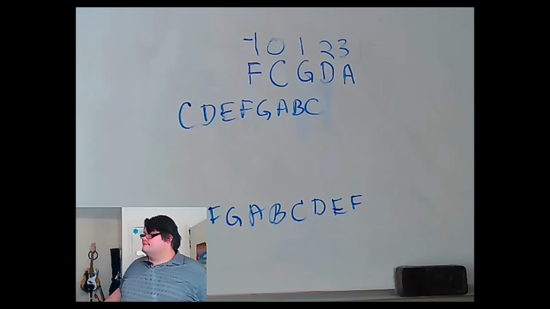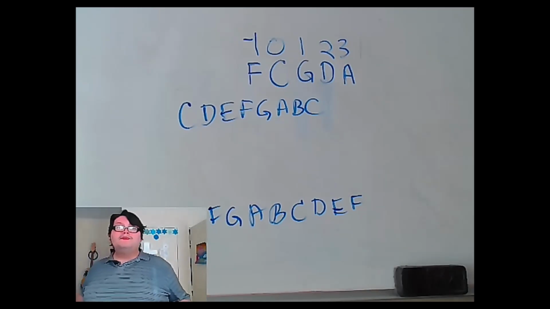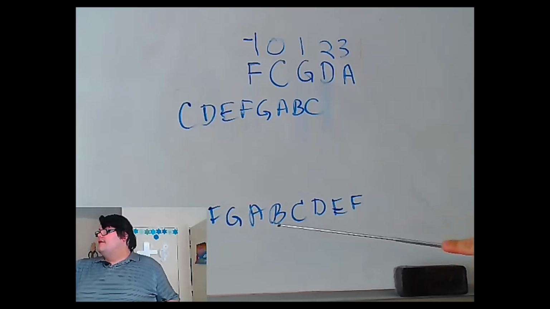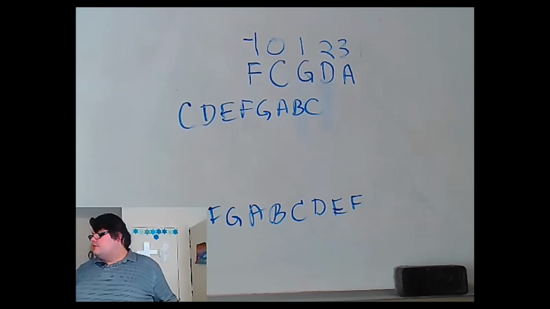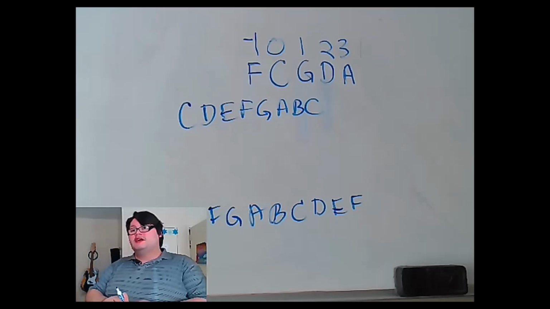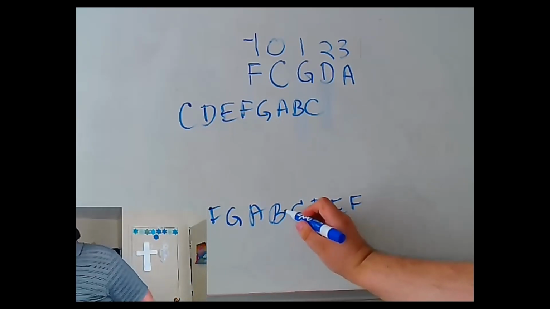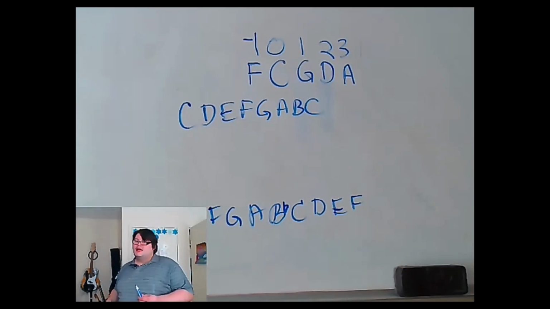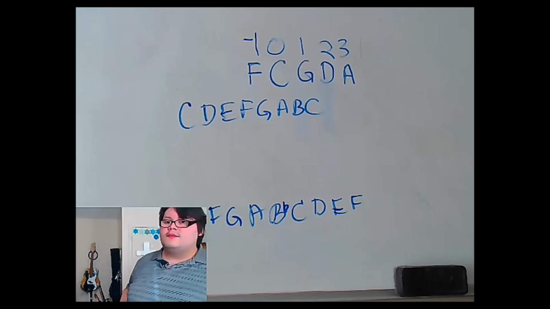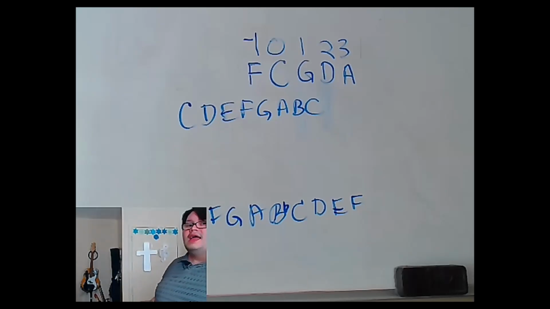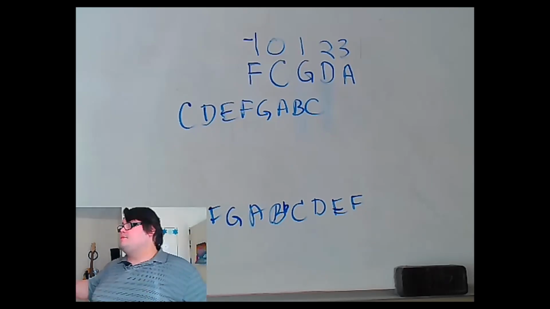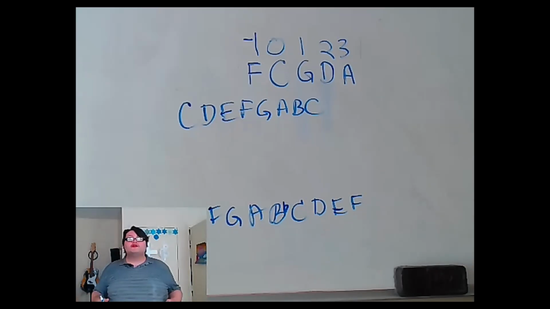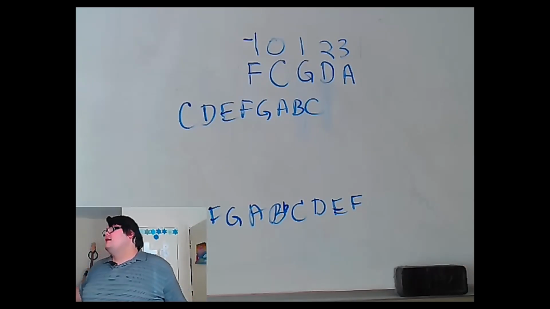So we're going to count up to 4 in the F. 1, 2, 3, 4, which is B. So we're going to flat the B, putting the flat right there. And ironically, that flat that I put on the B, that B flat, is also the next one up in the sharps.